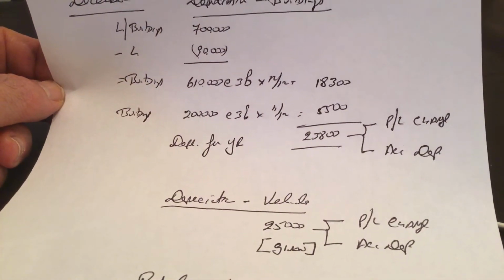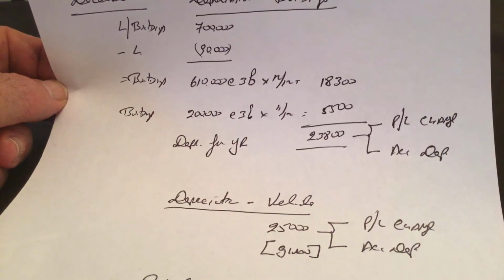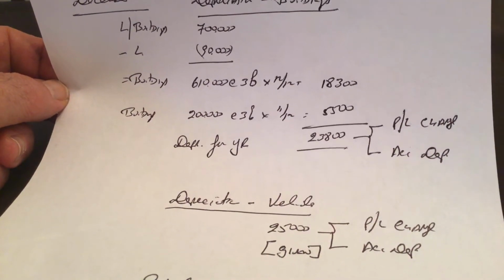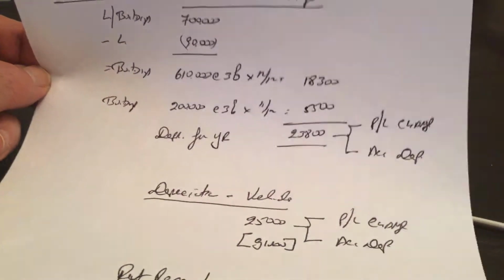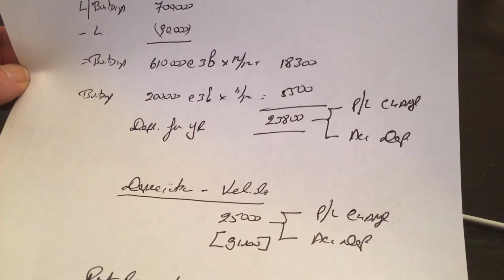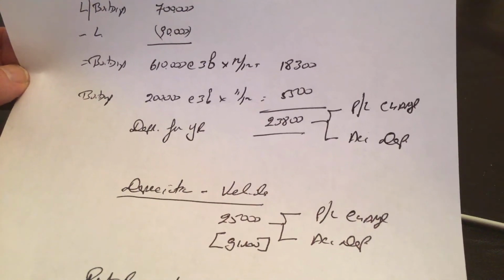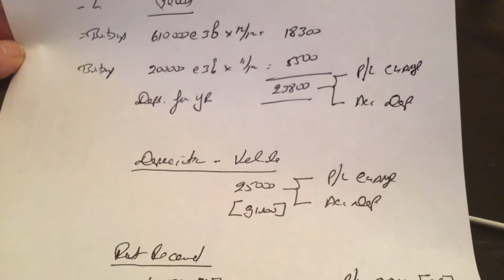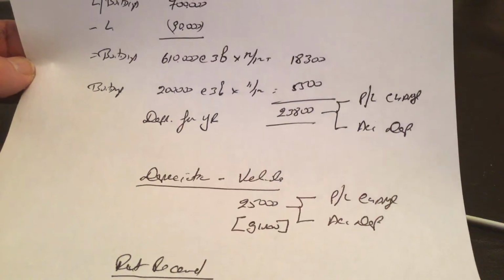We also acquired a building at the beginning of February, 200,000 at 3%, multiplied by 11 over 12, which is 5,500. So that gave us a depreciation charge of 23,800 for buildings. The vehicles at 25,000 was given, so that's also a charge.